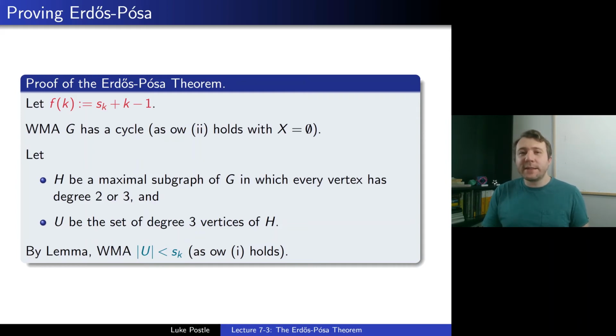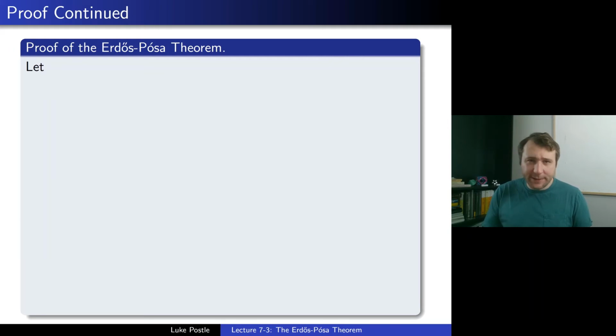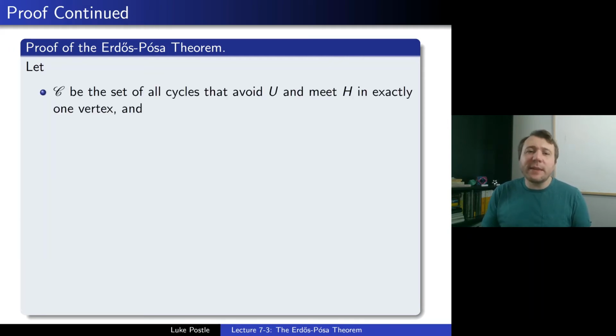But now we're going to have to pick up more because there could be some more cycles that don't hit U. So let's think about these cycles. Well, let C be the set of all cycles that avoid U and meet H in exactly one vertex. Now we can't just add these to get a more maximal H because they need to have a degree 4 vertex. So instead we'll just try to cover them.